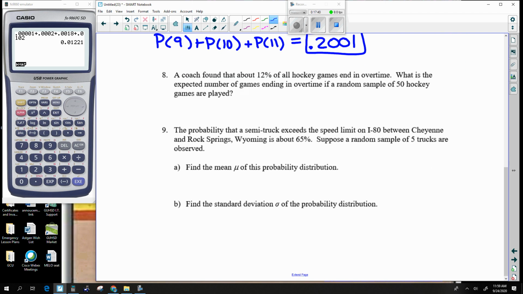The most overthought problem in the entire process is this one right here. Coach found that 12% of hockey games end in overtime. There's 50 hockey games being played. So that's 12% of those 50 games. 6 games. Easy peasy, write it down.